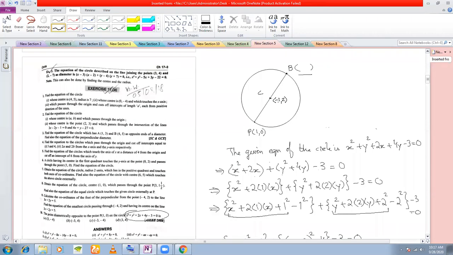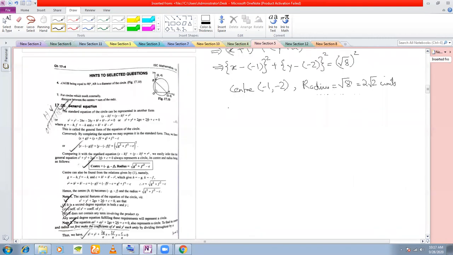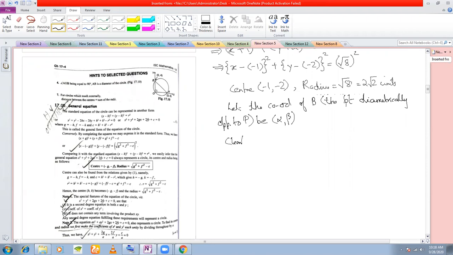So C is the midpoint of PB. Let the coordinates of B, the point diametrically opposite to P, be alpha, beta. So clearly C is the midpoint of PB.